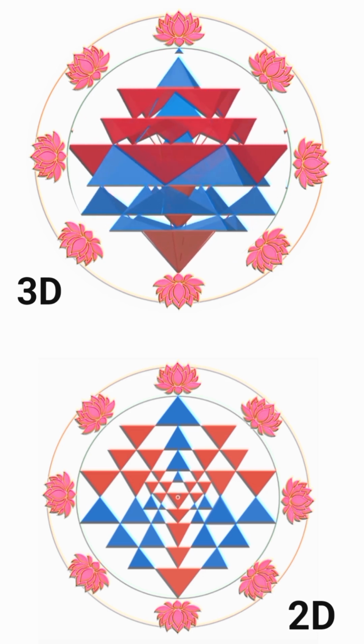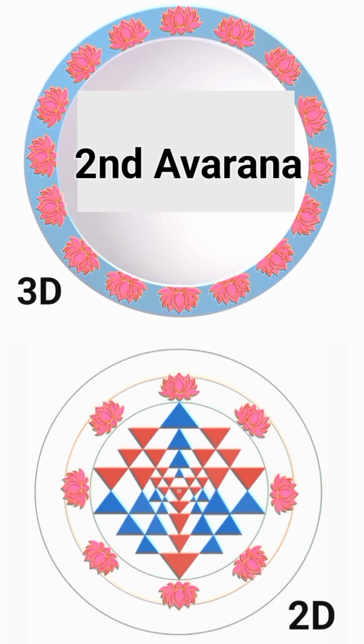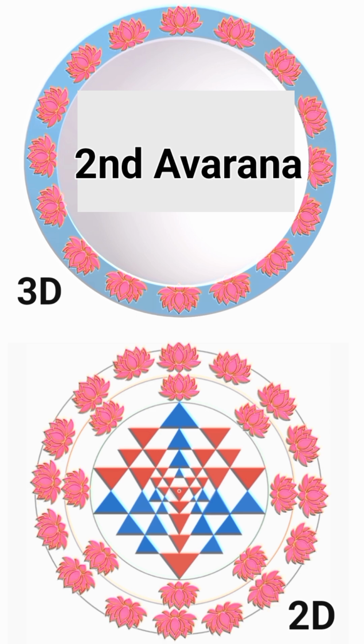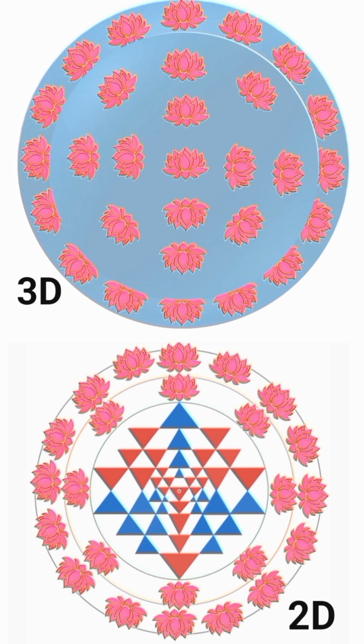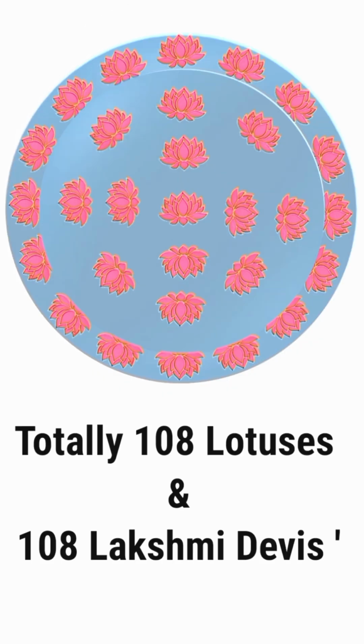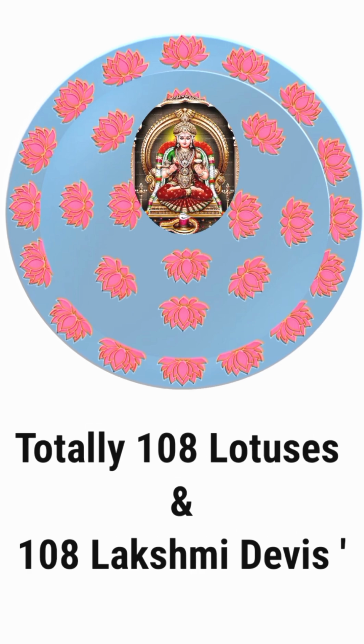The next layer is 16 lotus petals in 2 dimensions. This is the second avarana. It means 16 lotus flowers. They become 82 lotus flowers in 3 dimensions. This is what is geometrically possible on the surface area of the sphere. Again, I am taking the cross section, otherwise they mask the inner avaranas. Together the third and second avaranas make 108 lotus flowers.